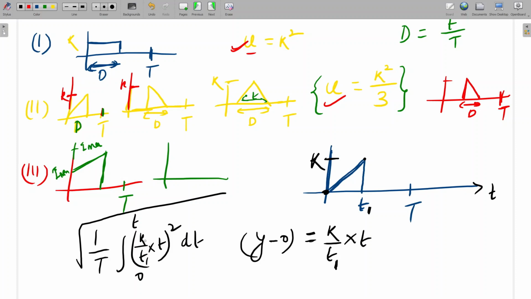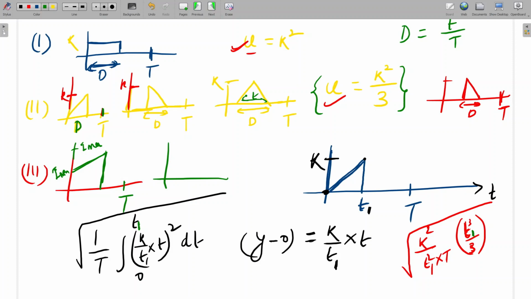This will be K square by t1 square. We can write K square by t1 square into the integral of t square, which is t cube by 3. The upper limit is t1, lower limit is 0. So finally the answer will be t1 cube by 3. Okay, is it clear?